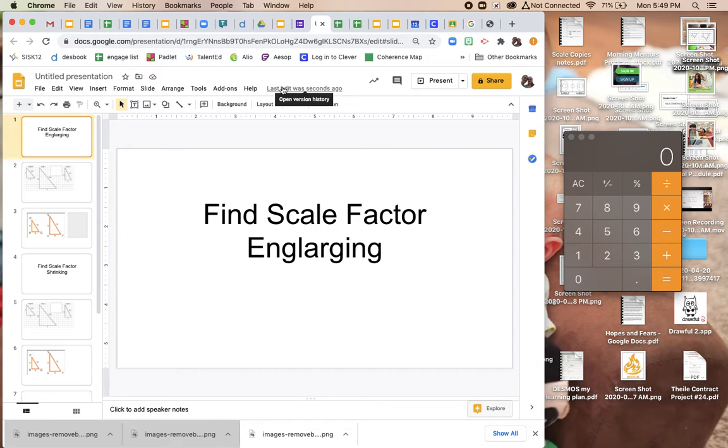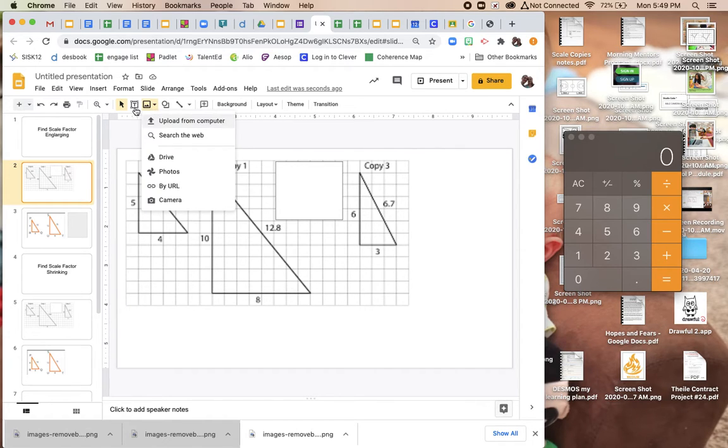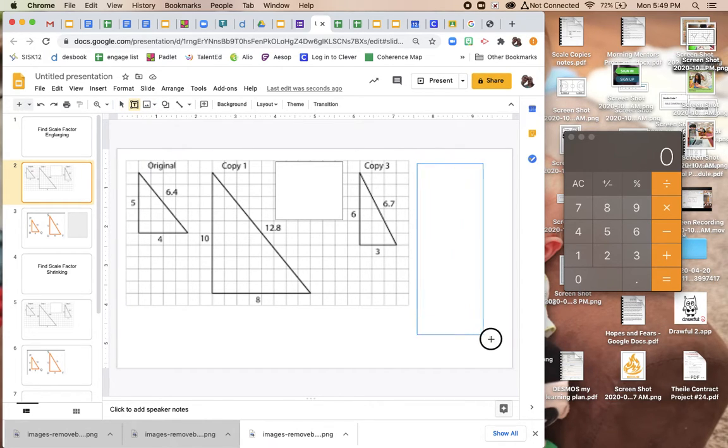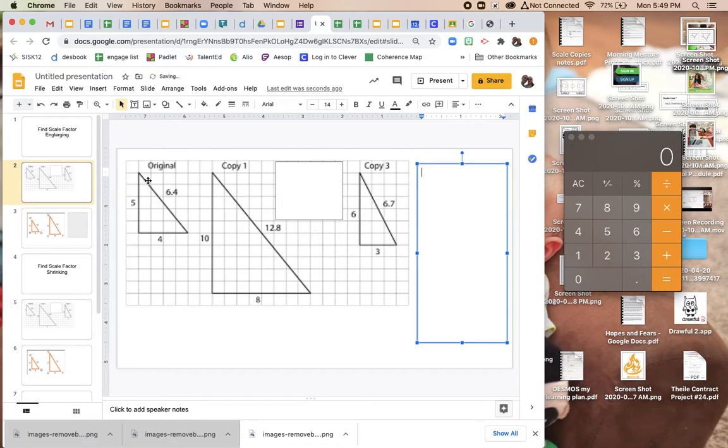How to find scale factor, and we're going to focus on enlarging, or making something bigger. So here I have some triangles, and I have my original right here, and I'm going to try to see if this copy one, what scale factor was used to produce it, or if it has a scale factor. And so I have to find two side lengths that are in the same location. And so I'm going to pick this side, and this one is in the same location.